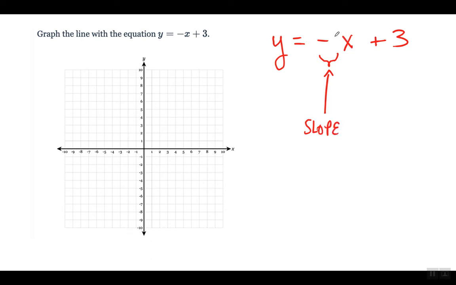So what number is here? There's an invisible 1. If nothing is written, it's understood that there's a 1 that's written there, but you don't see it, okay?